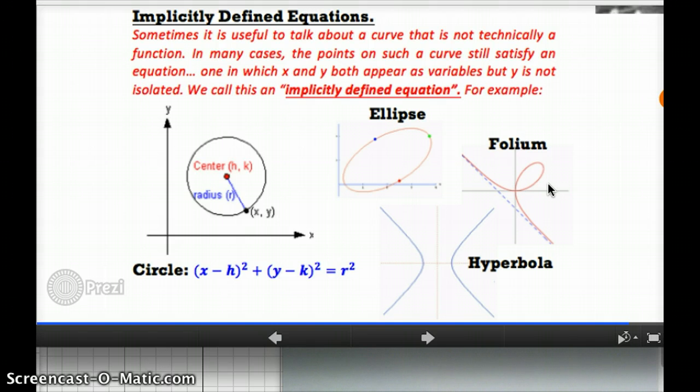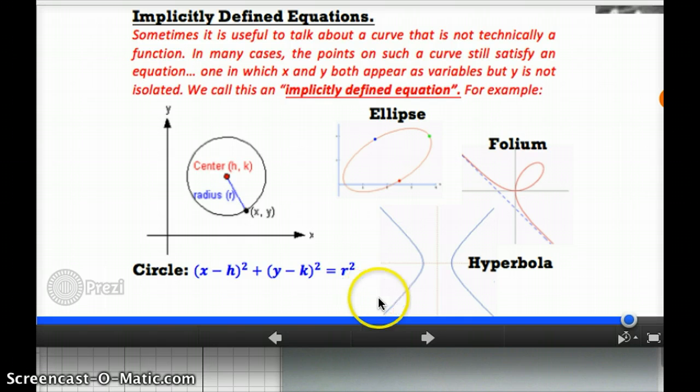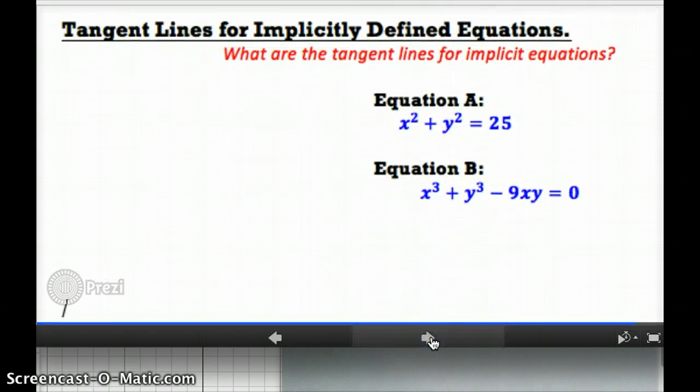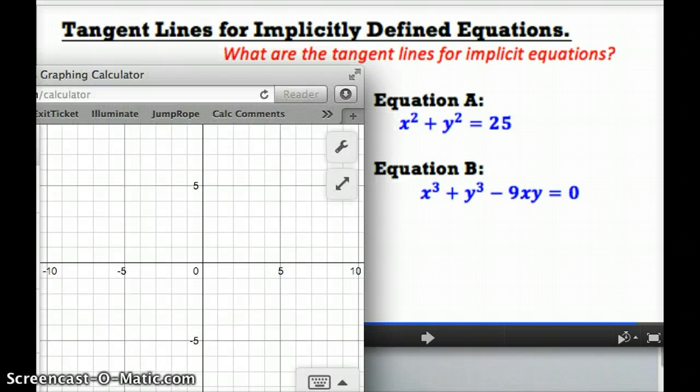Since these shapes are useful, and since we can write equations for them, it makes sense to ask, well, what about their derivatives? What about their tangent lines? Since we have the shape, let's look at equation A right here. Can you imagine what equation A is going to look like? Exactly, it's a circle, and you recognize that telltale x squared plus y squared equals a number. And it's a circle with radius 5. It looks just like this.